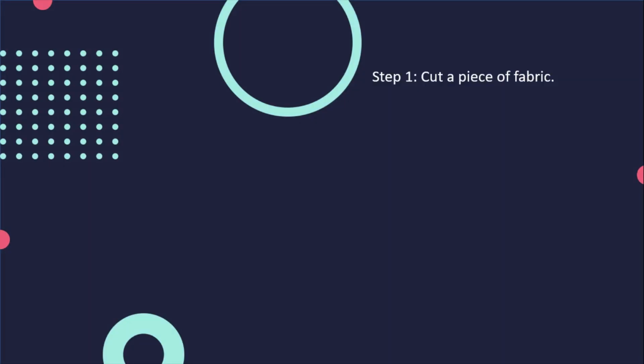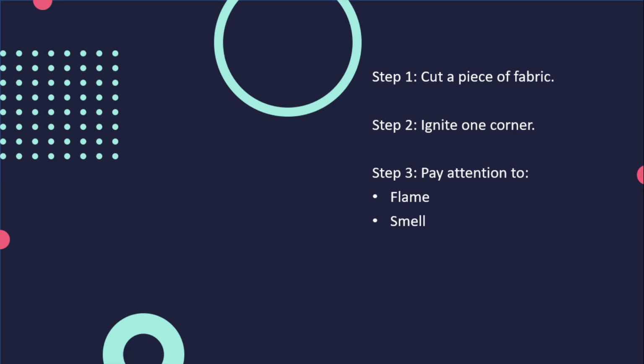Here you can see the steps you need to follow to conduct a burn test. Step 1. Cut a small piece of fabric that you want to test. A 1.5 by 1.5 inch square will do. Hold the fabric with tweezers and not your fingers, please. They are too valuable. Step 2. Ignite one corner of fabric and place it into a flame-proof container. Step 3. Pay attention to the flame and the odor or smell of the smoke. And step 4. Examine the ashes after it has been cooled.